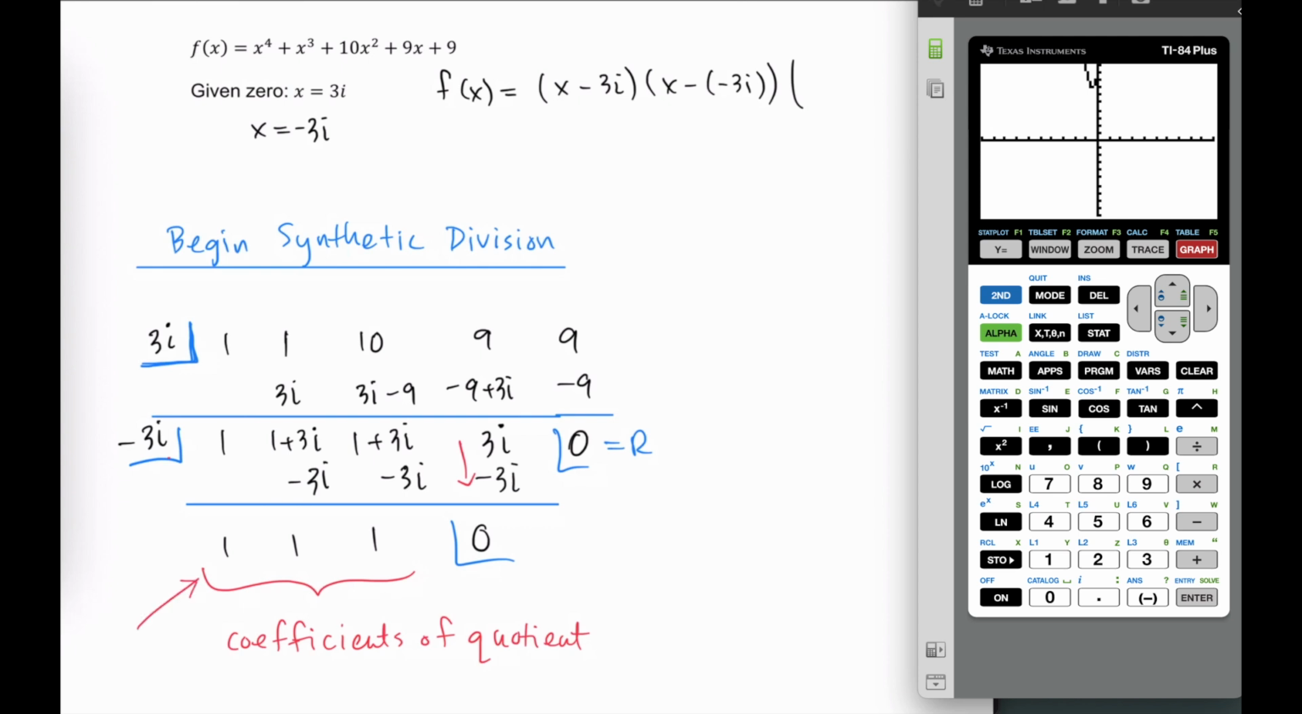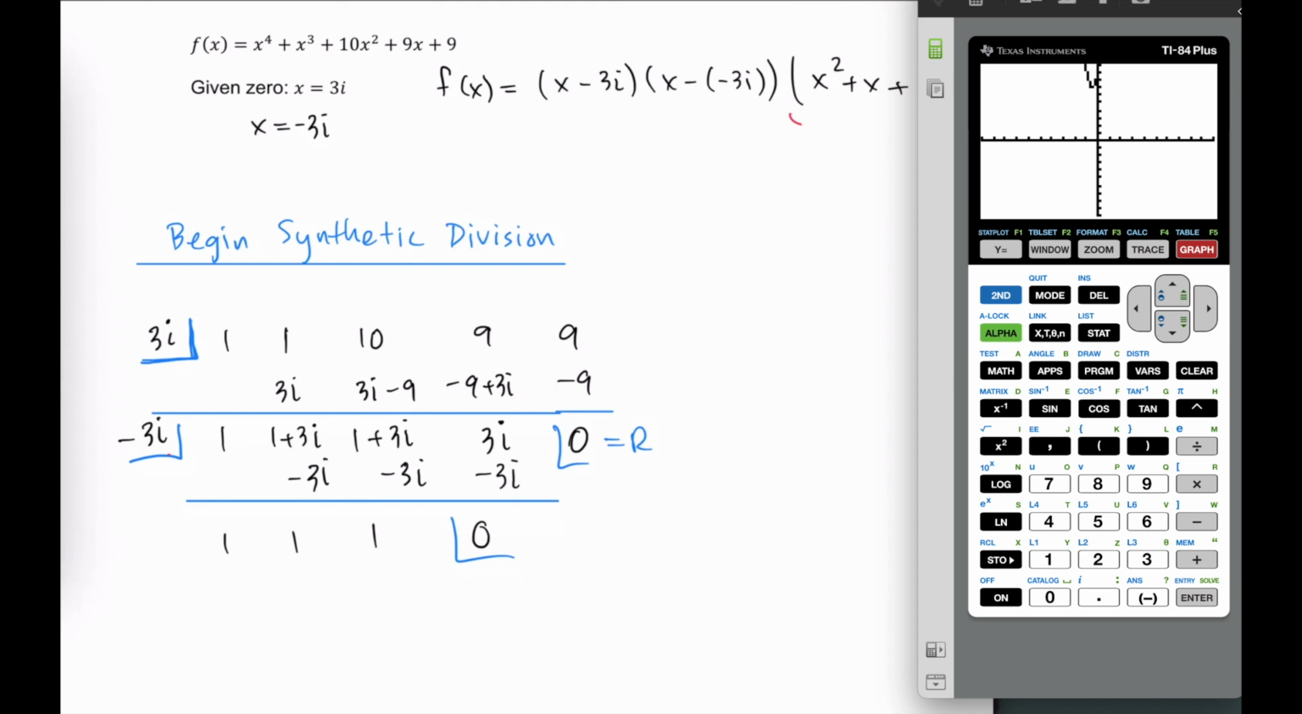And since we started off with a 4th degree and we divided out 2 factors, this quotient is going to be quadratic and 1 is going to be the coefficient on x squared. Positive 1 will be the coefficient on x, and positive 1 at the end is going to be the constant. Remember, when we have a quotient that's quadratic, we no longer need the synthetic division to help us factor.